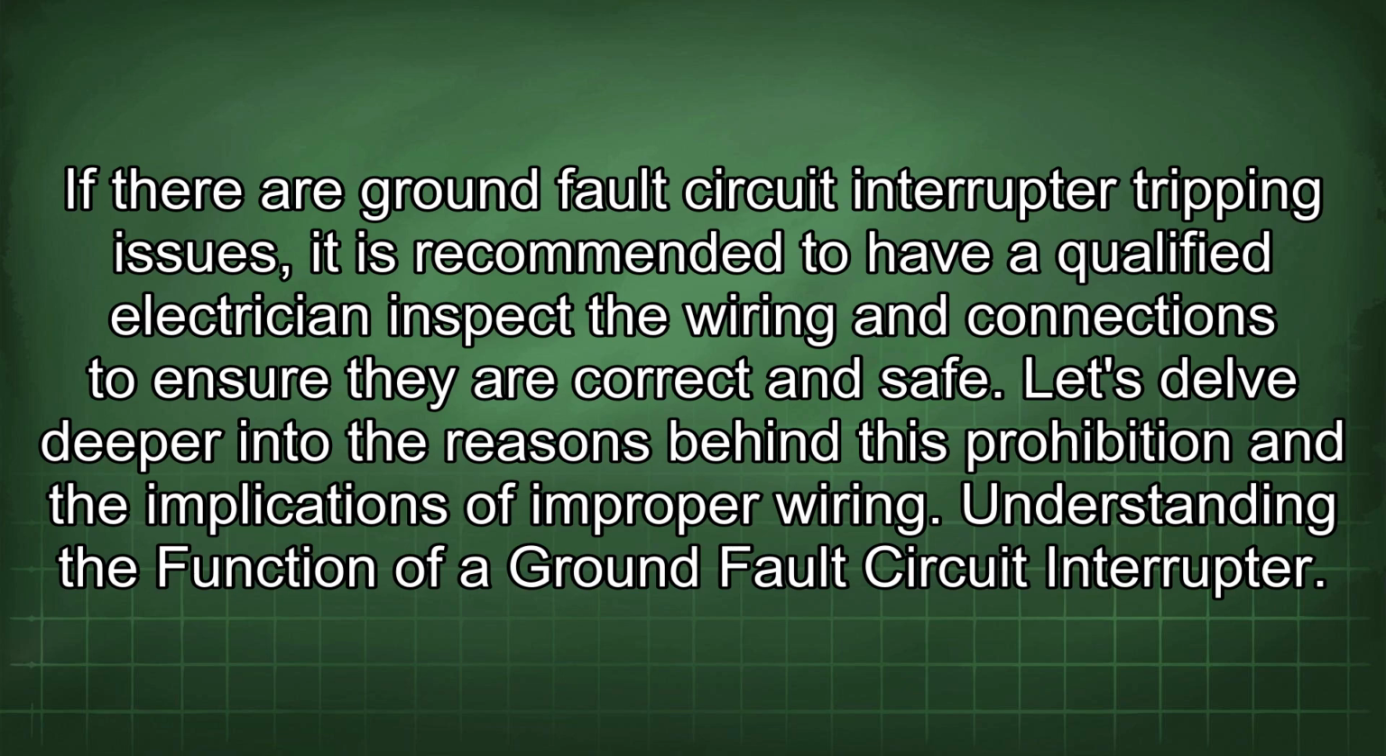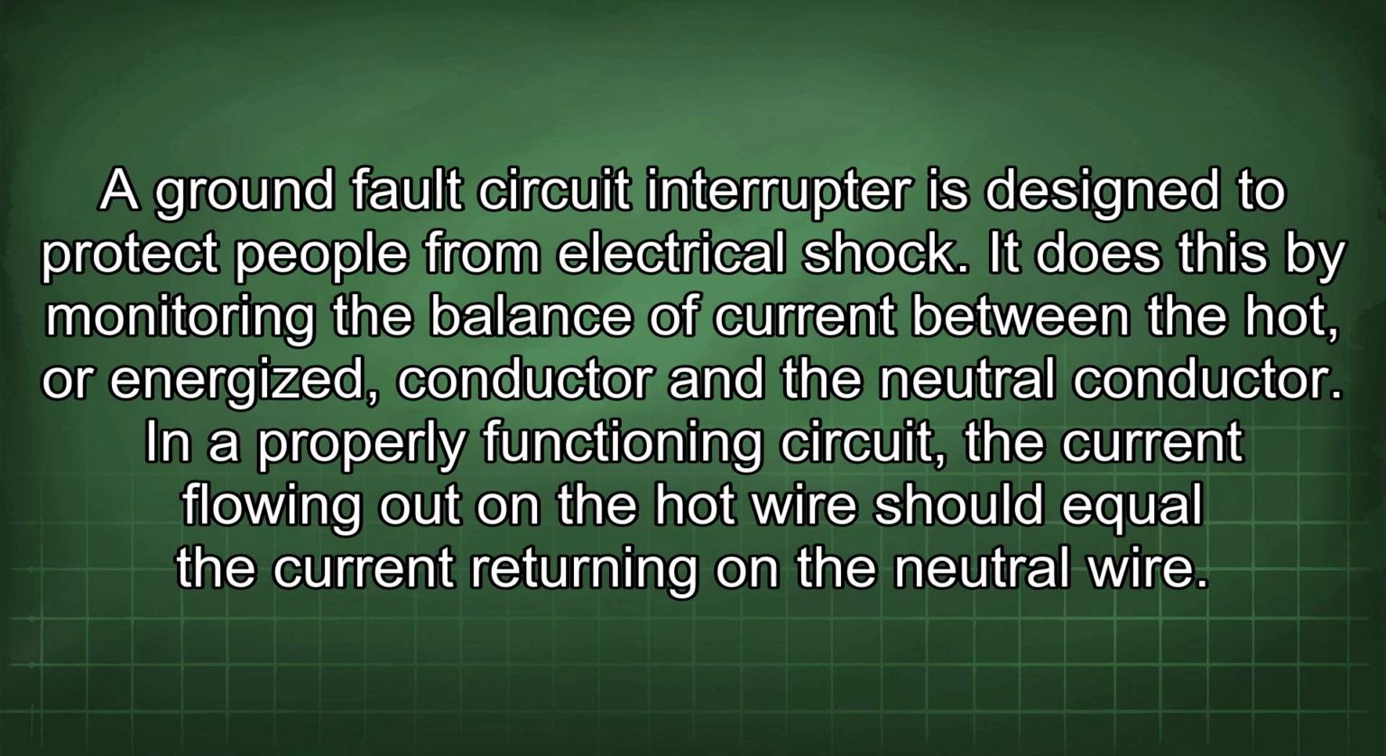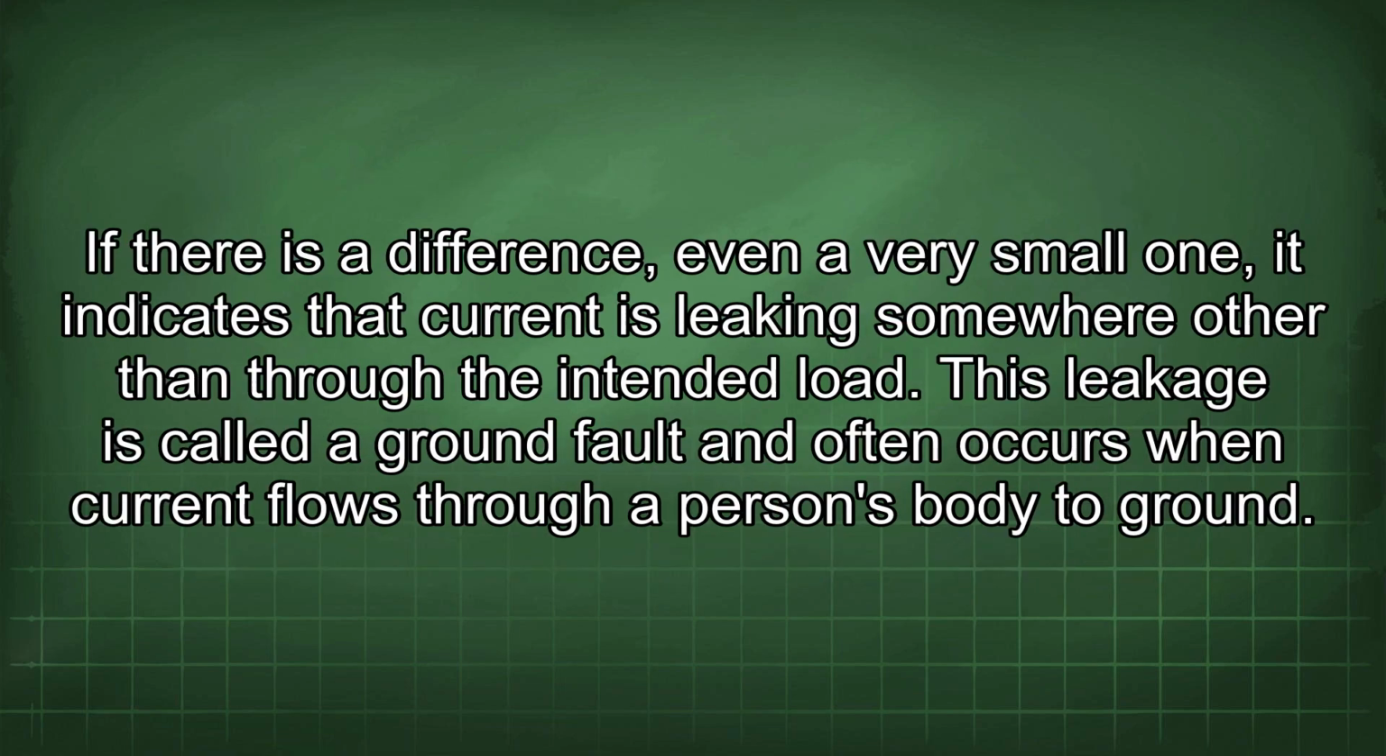Understanding the function of a ground fault circuit interrupter. A ground fault circuit interrupter is designed to protect people from electrical shock. It does this by monitoring the balance of current between the hot, or energized, conductor and the neutral conductor. In a properly functioning circuit, the current flowing out on the hot wire should equal the current returning on the neutral wire. If there is a difference, even a very small one, it indicates that current is leaking somewhere other than through the intended load.